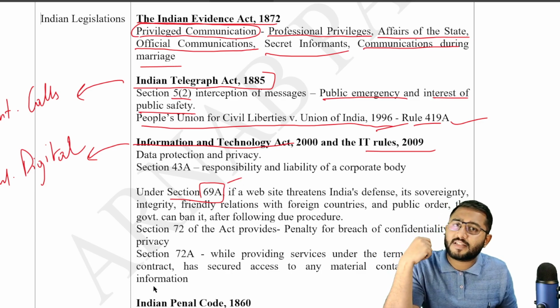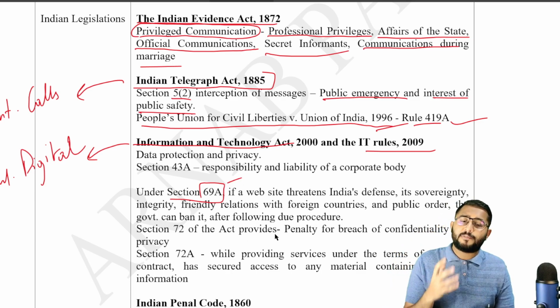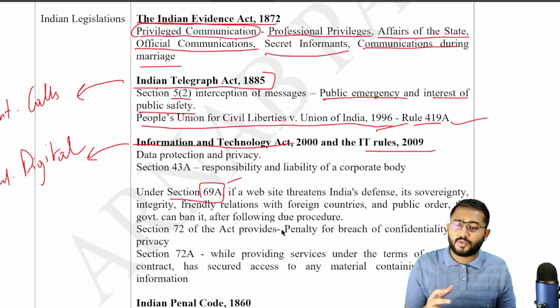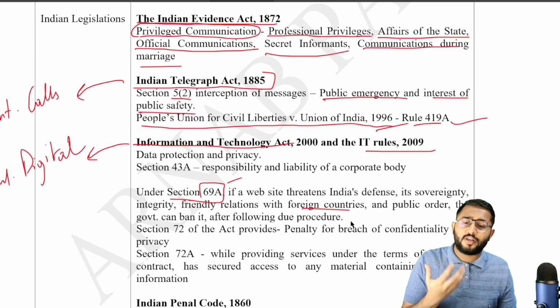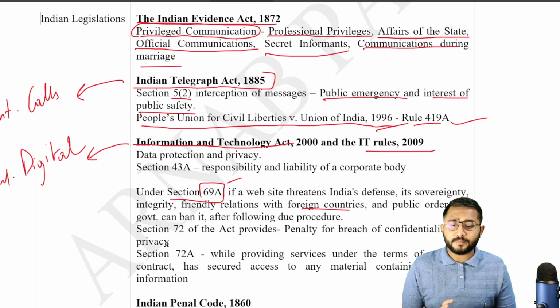What does Section 69A say? It says that if a website threatens India's defense, sovereignty, integrity, friendly relations with foreign countries, the same things that are written in the Indian Telegraph Act, if it is invoking these, the government can go ahead and ban it following due process of law, right?